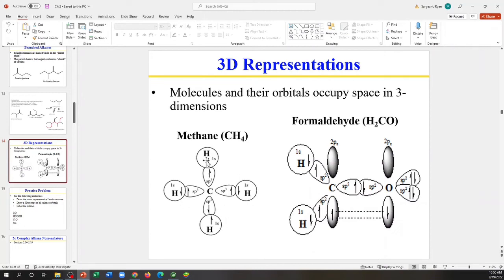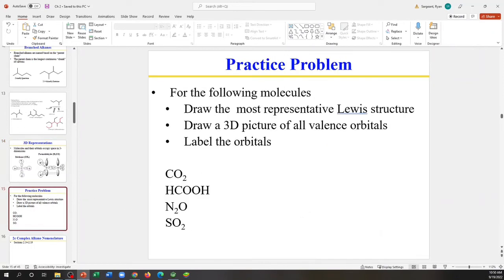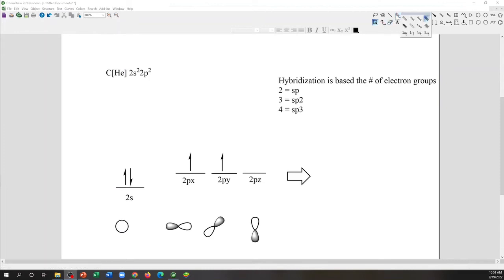So in a correct 3-dimensional representation, all of the valence orbitals are participating, all the valence electrons are participating, and we've labeled the heck out of everything. So let's walk through some more examples of these and see if we can come up with diagrams for each one of these 4 compounds right here. The first one we'll look at is carbon dioxide.